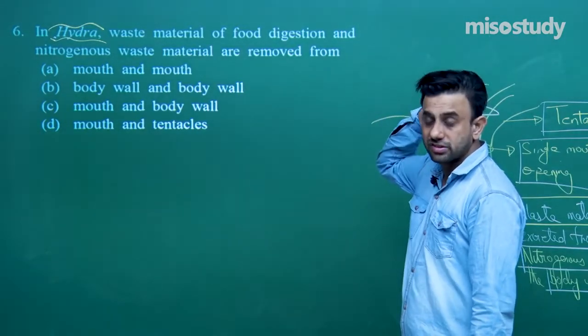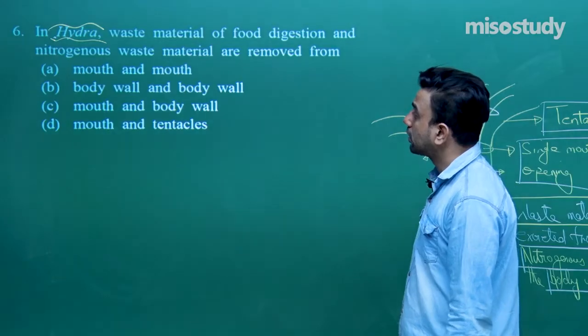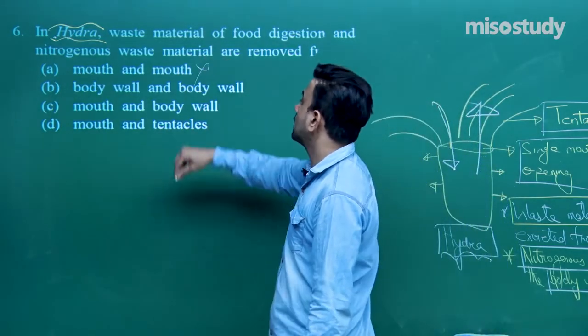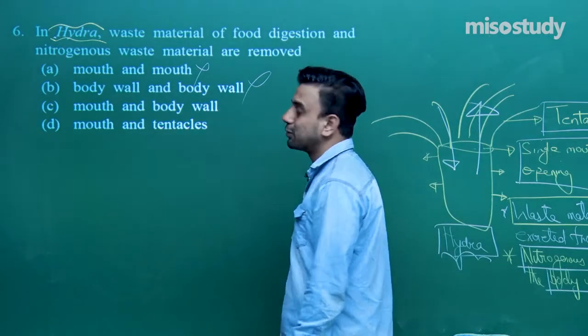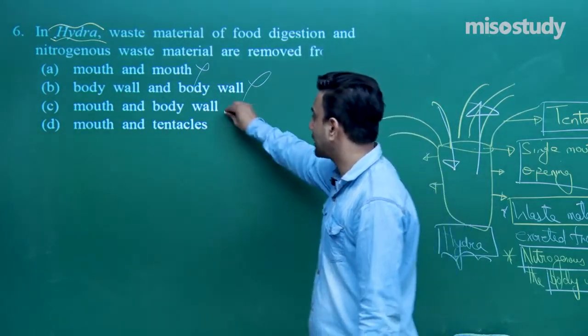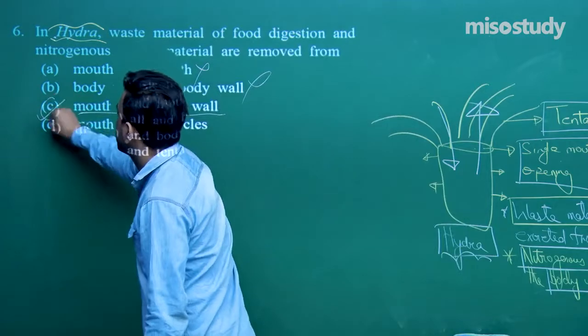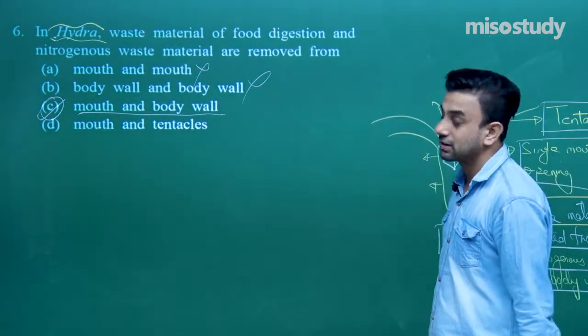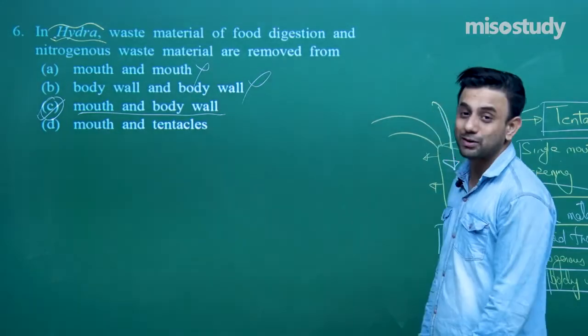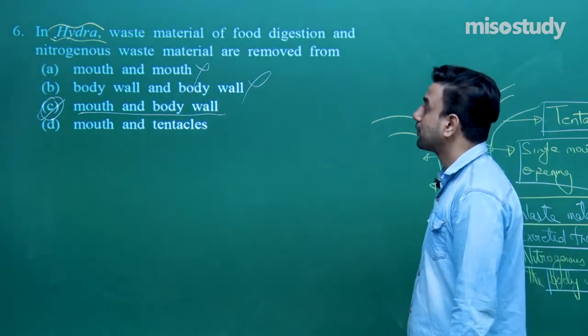the mouth, and the mouth, this is okay, not going to be applicable. Then body wall and the body wall, I mean some games they are playing, mouth and the body wall, yes, this will be the right answer. Why I said games, the same mouth and mouth, body wall, body wall, body wall and body wall, what is this? Okay, so the answer will be mouth and the body wall, right.